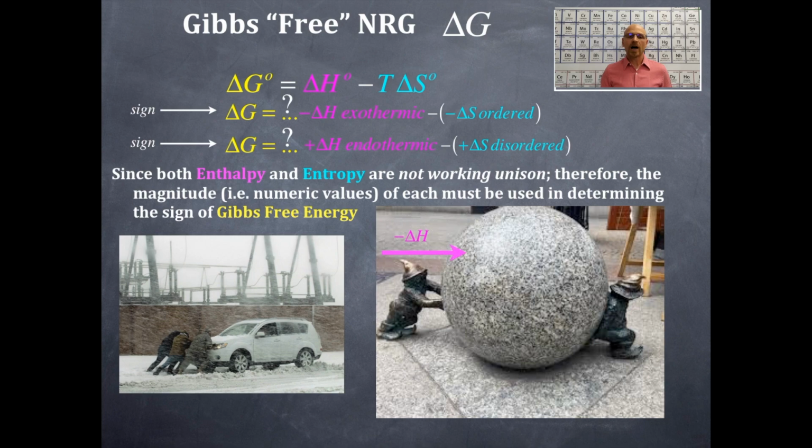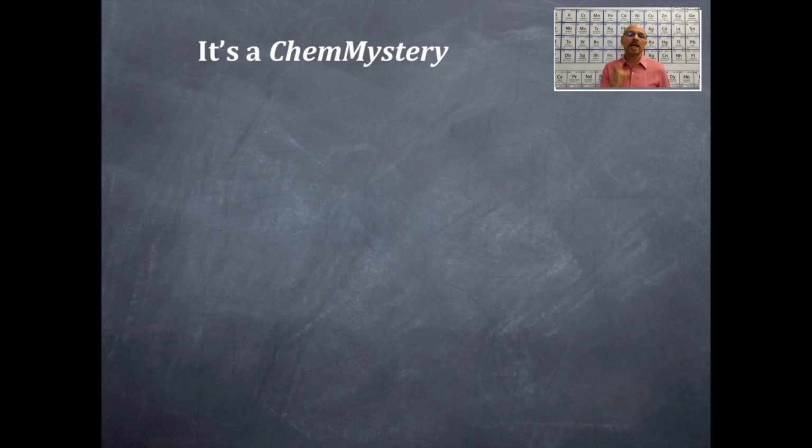So I need to take a look at the numeric values when the signs are of the same sign, because they're pushing in opposite directions. Again, this can be of the same sign here as well. When the enthalpy and the entropy are of the same sign, whether they're both negative or both positive, it doesn't matter. I do not know the sign of Gibbs free energy without plugging in numeric values. That's very important.